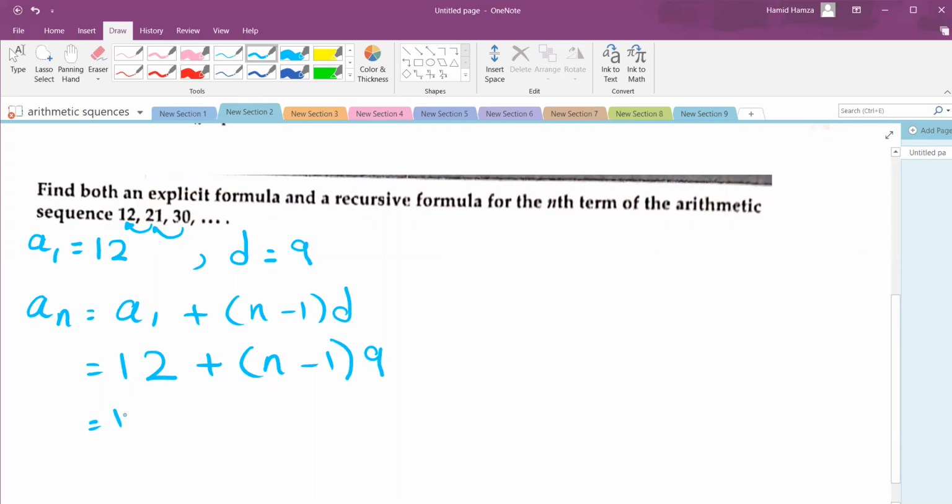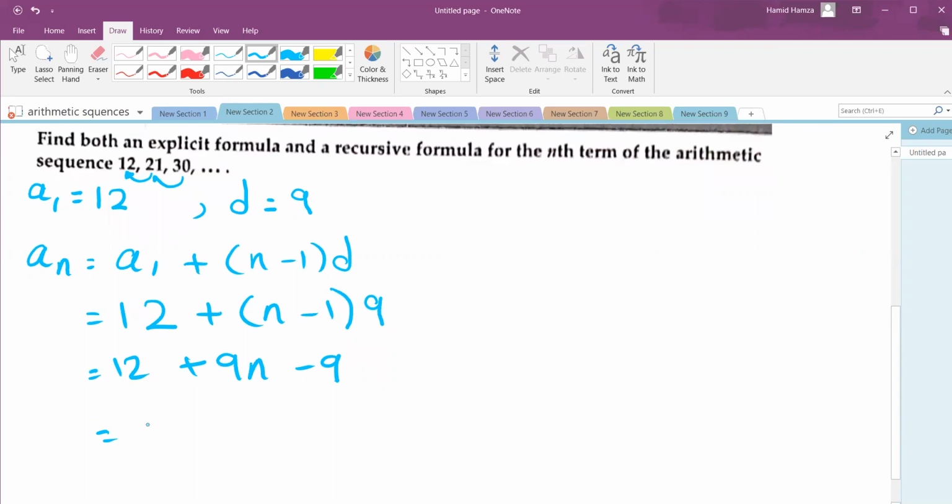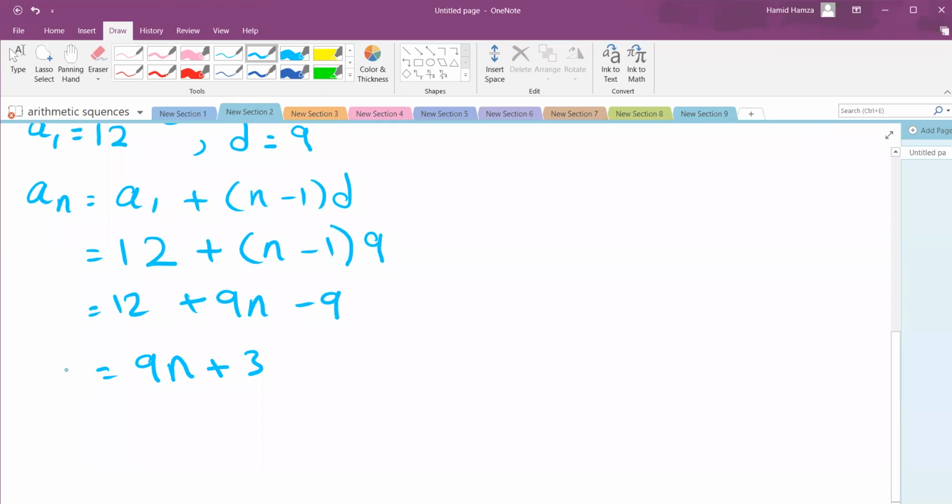It will be 12 plus 9n minus 9. Combine like terms. So it will be 9n, 12 minus 9, it will be plus 3. So this is the explicit formula, or the nth term.